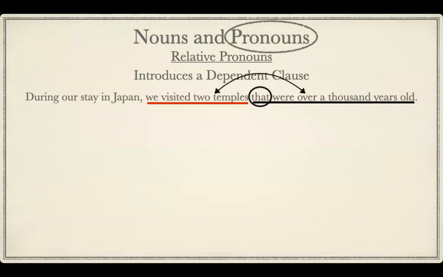So the relative pronoun in our example is that. Remember? What is its antecedent, or what comes right before it? What is the word or group of words that is modified or given more detail by the dependent clause that were over 1,000 years old? That's right. The antecedent is temples. There are 7 relative pronouns: that, which, whichever, who, whoever, whom, and whomever.